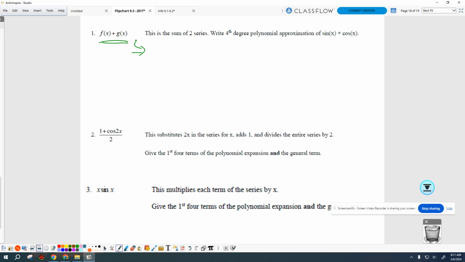Any suggestion on how to start it? Do sin x, then do cosine x and add them. Yes, do that. Do you go forever? Just stop when you get to a degree that's 4. So try it. Yeah, just stop at 3 or 5, because the next one is too big. It's too much.